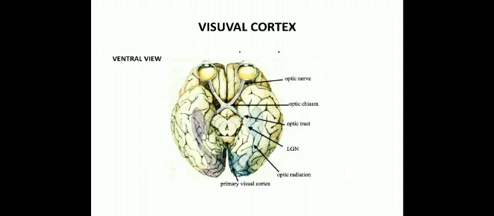So, in the ventral view we can see the primary visual cortex. The area of the visual cortex that receives the impulses from the macula is relatively much larger than the part related to the rest of the retina.